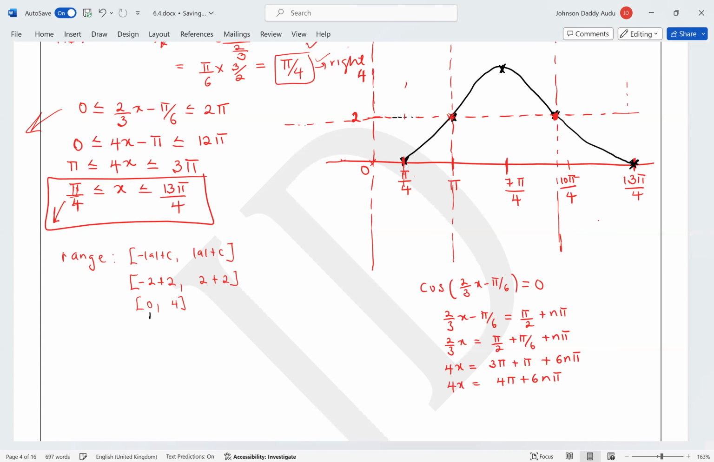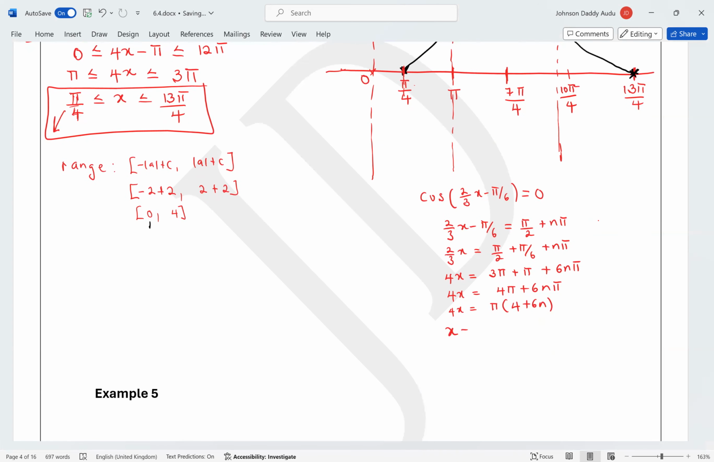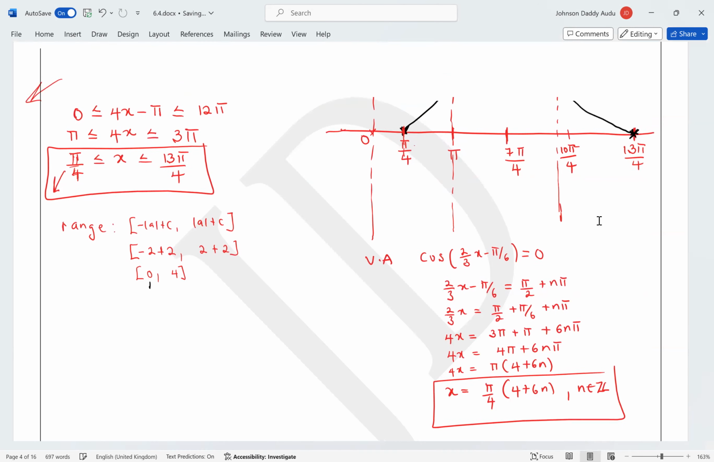And now you can take pi out as the common factor. So you have pi here, and this will just be 4 plus 6n. Then it means that x is going to be pi over 4 times 4 plus 6n. So this is your formula, where n is an integer. So this is the formula for all the vertical asymptotes, right?